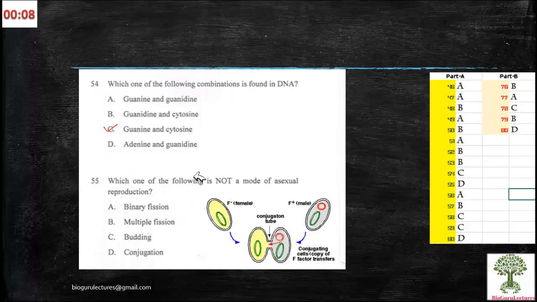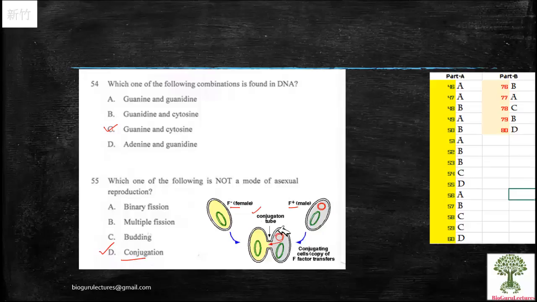Next, 55th one, which one of the following is not a mode of asexual reproduction? So except conjugation, you can see all of the other ones are asexual mode of reproductions. Hence, conjugation is right answer. Generally, conjugation seen in paramecium species. You can see the fimbriae, F plus F minus refers to the fimbriae, where those are like hair-like structures. They form a particular tube, and then the genetic material transformation will take place. So this genetic material transformation is a primitive mode of sexual reproduction you can see in the animals as well.